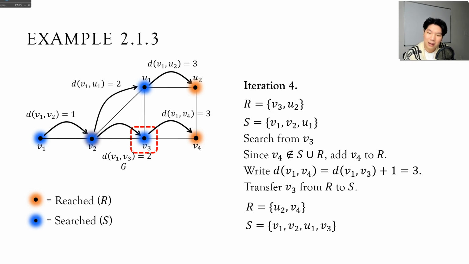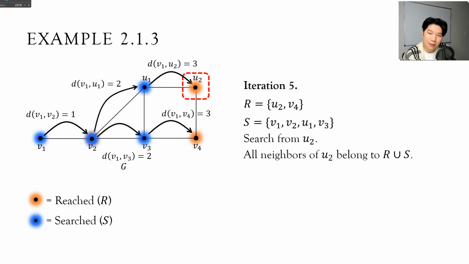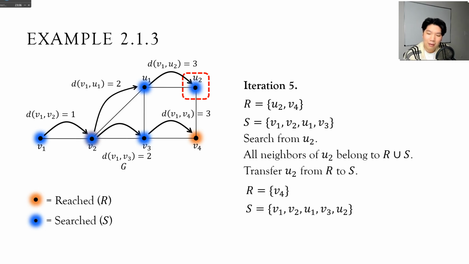Let's go ahead and do it again, iteration 5. Again, I go on to U2 because this is first in my queue. If I look at U2 for iteration number 5, again, this is my R and S set. I'm going to search from U2. But if I look at all the neighbors of U2, all of its neighbors have been reached or searched already. That is, all the neighbors of U2 already belong to R or S. Thus, there's nothing else for us to reach. Thus, all I had to do is transfer U2 from R to S. And now I have R is equal to V4, and then S is my other 5 vertices.